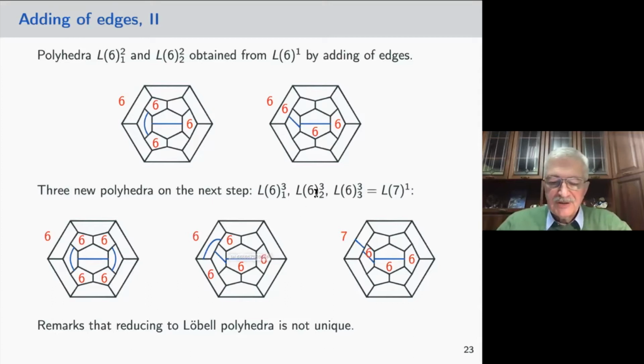And I just want to mention that the decomposition of right-angled polyhedra is not unique. So, for example, this polyhedron on the right can be obtained in two ways. You can start from L6 and apply 3 moves of adding an H, or you can start from L7 and do just one move.